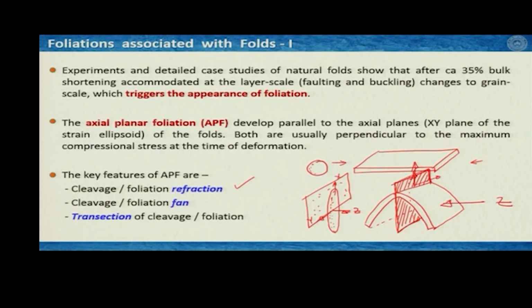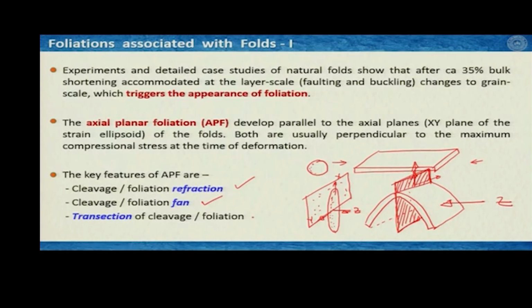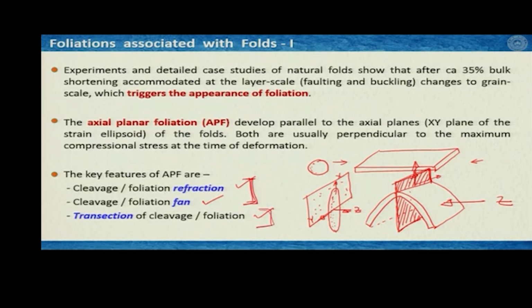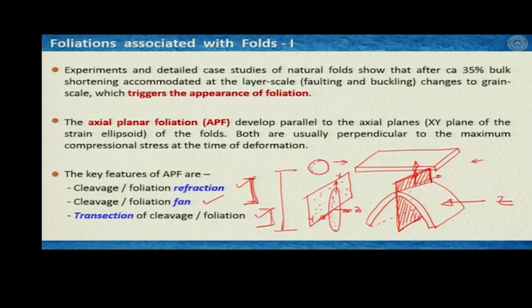Now, when we talk about axial planar foliations, they have many applications, or many structural features, but today we will look mostly at three aspects of this. One is cleavage or foliation refraction, another is cleavage or foliation fan, and another is transection of cleavage and foliation. Refractions and fans are more or less a very similar process, but we see them at different scales, and transection is a different process. We will look at all these three in detail in this lecture, but before that let us talk more about axial planar foliation for a while.